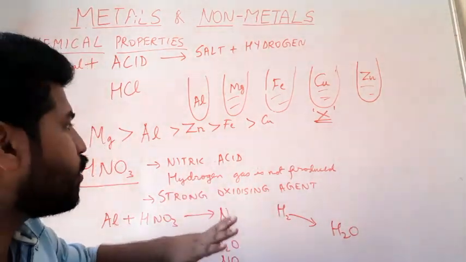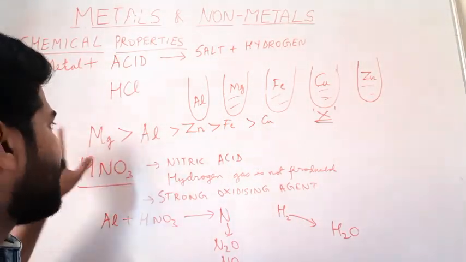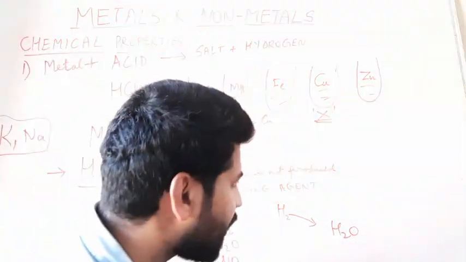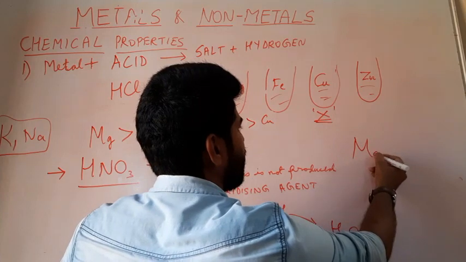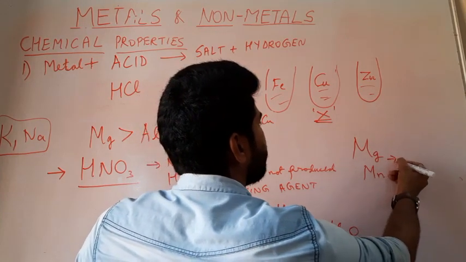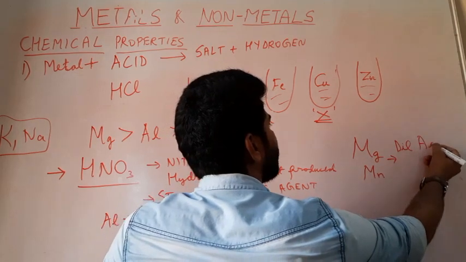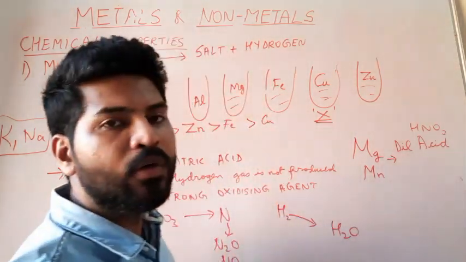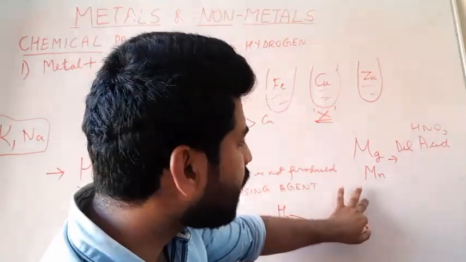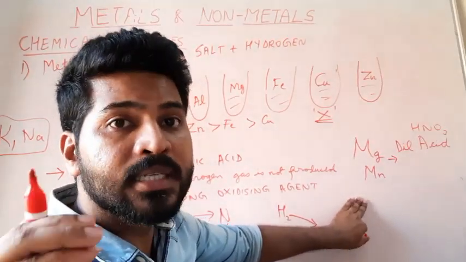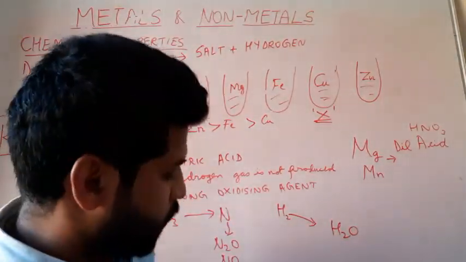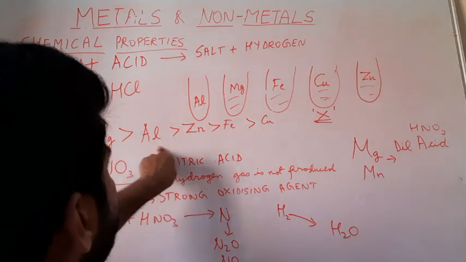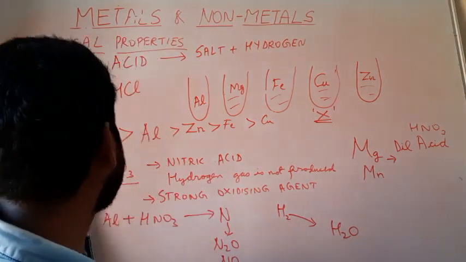So hydrogen gas is not produced when metals are reacting with nitric acid, because nitric acid is a strong oxidizing agent. But in exceptional cases, magnesium and manganese show reaction with dilute nitric acid. So with dilute nitric acid, the two metals magnesium and manganese show reaction, and hydrogen gas is produced. So that is about reaction between metal and acid, and we are beginning to form a pattern of reactivity.